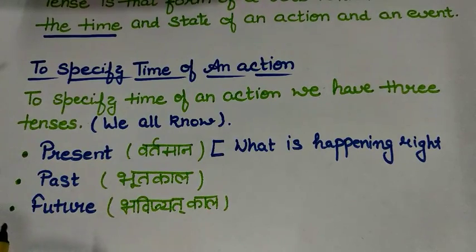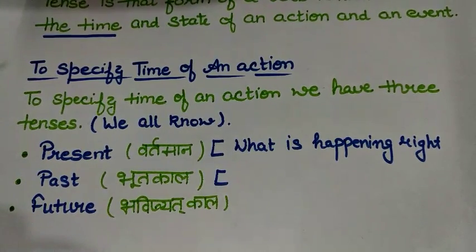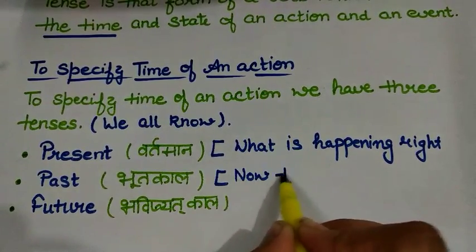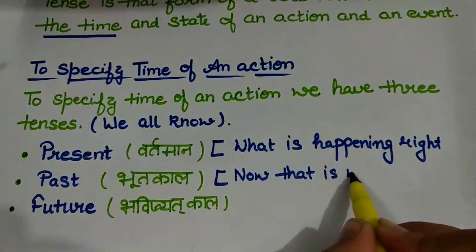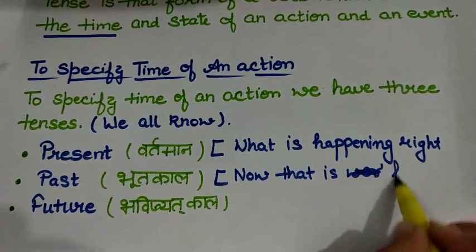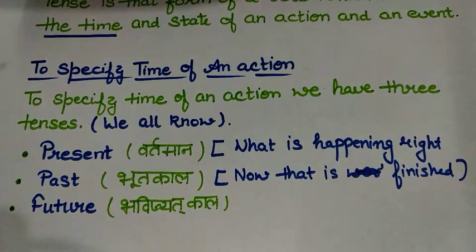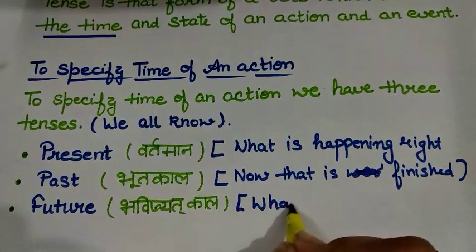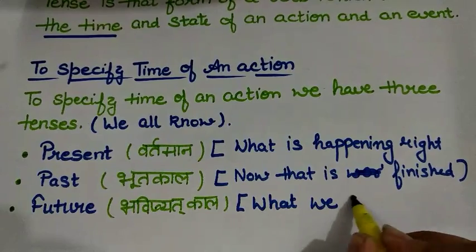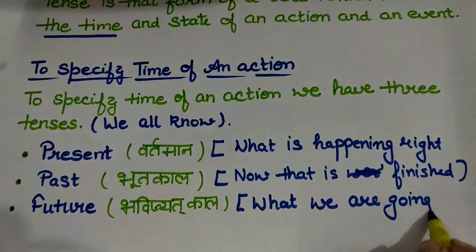Next one is past tense, like what actually has happened in the past. Now that work is finished. That work is finished. That means we are not doing that right now in this moment. Okay. And the third one is future tense. That means what we are going to do. So these three are the main specifications of time.